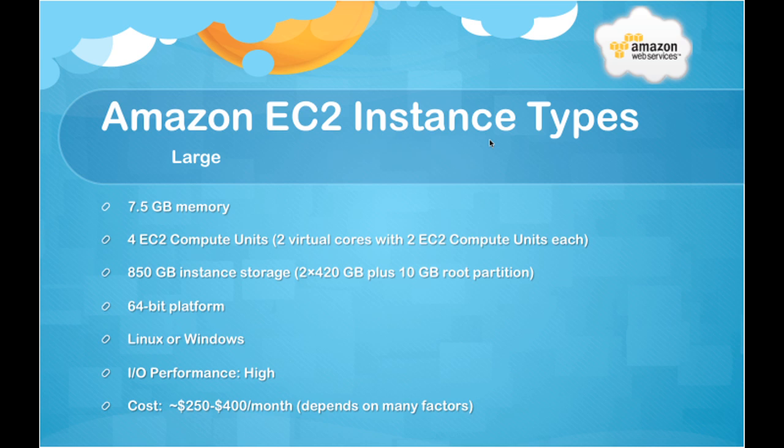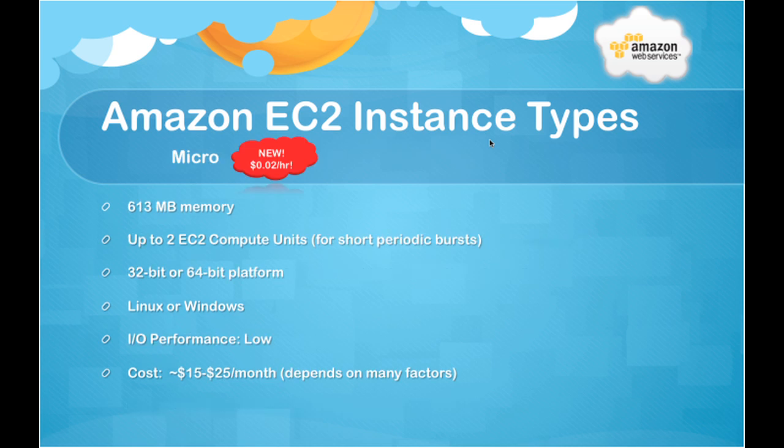Moving up a notch, they have a large instance, 7.5 gig of memory. Now it's got 4 EC2 compute units, so you've got a pretty decent amount of CPU power, a lot more disk space. This is actually a 64-bit virtual platform. Again, Linux or Windows, really engineered for high I/O. And the cost, $250 to $400, it can go well above that depending on what you configure, but at least just to give you a sense of what it takes. And by the way, Amazon has an online calculator to help you estimate what your cost is going to be.